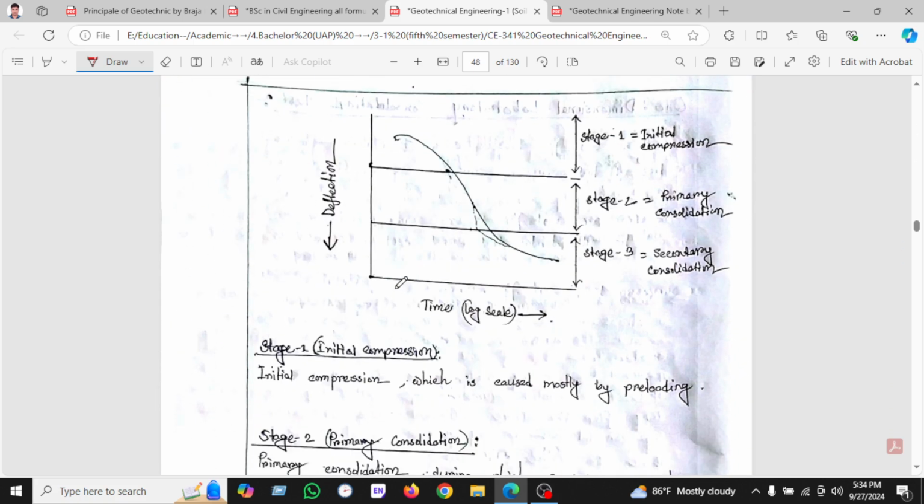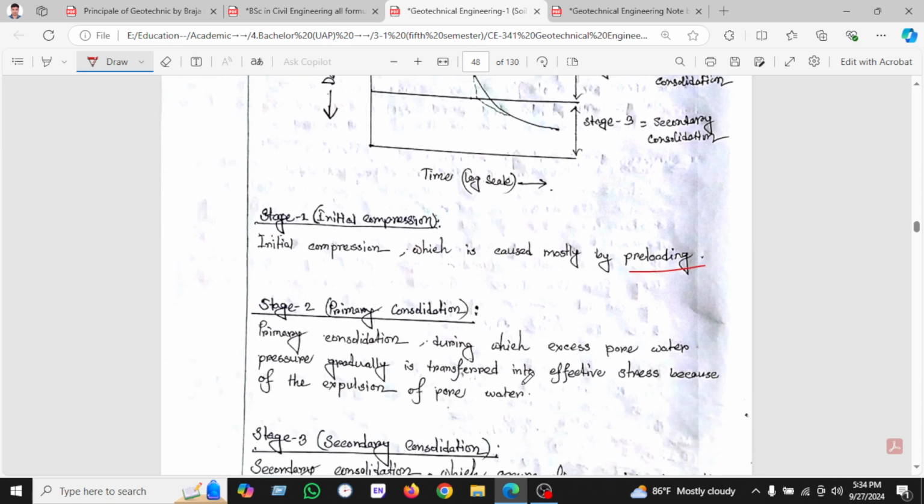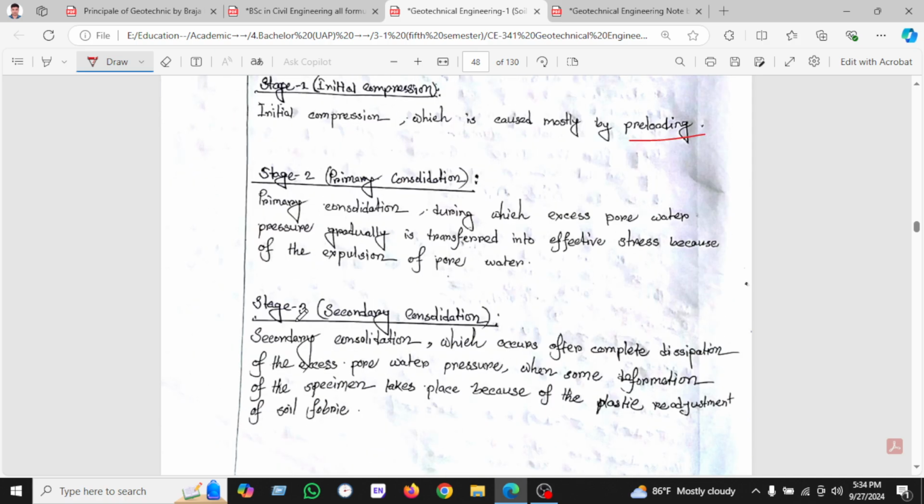So we can see another graph, which is log scale, showing stage 1 initial compression, primary consolidation, and secondary consolidation. The initial stage, the initial compression, is caused mostly by preloading. The second stage, primary consolidation, is during which excess pore water pressure gradually transfers into effective stress. And stage 3, the secondary consolidation, occurs after the excess stress has completely dissipated.